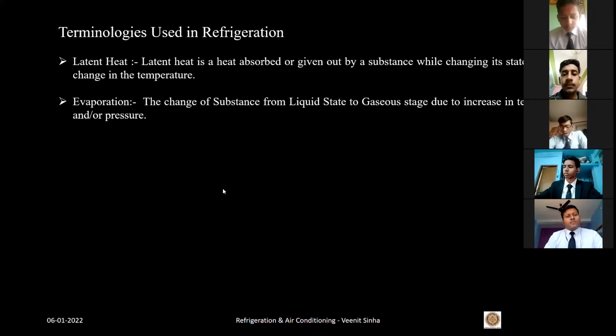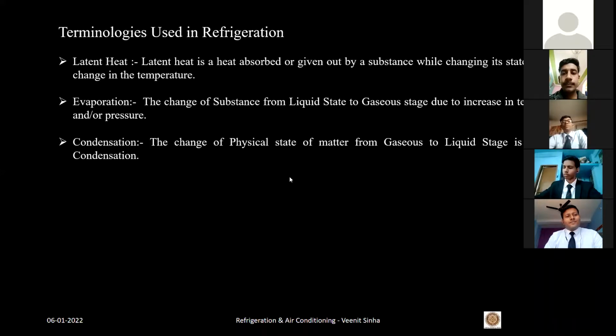You can nod your head at least. Am I audible to all of you? Are you able to see the slides? Nod your head. I am able to see Gopal. Great. Moving forward.